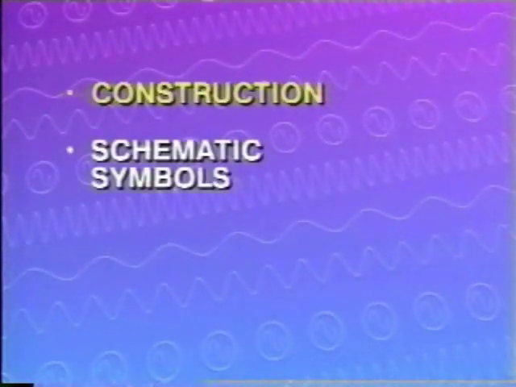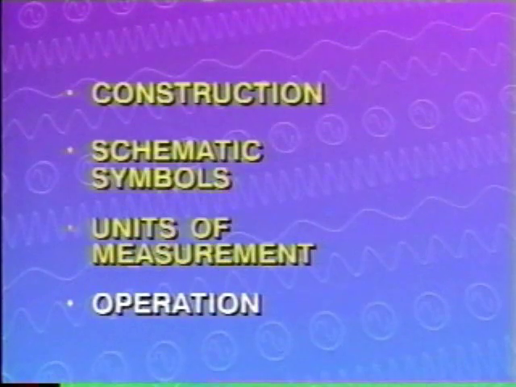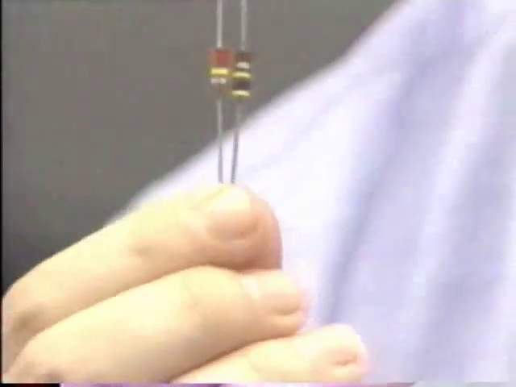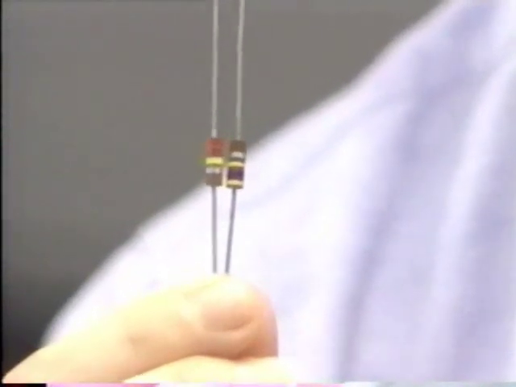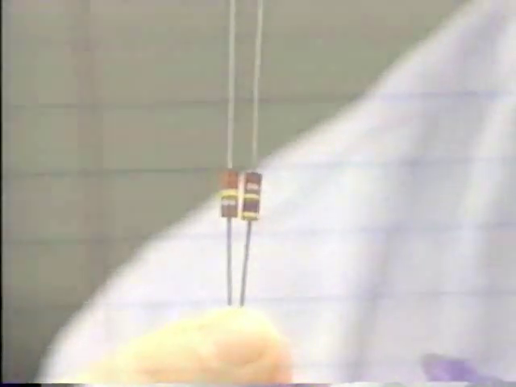The basic construction of each device will be investigated, along with their schematic symbols and units of measurement. You'll be introduced to the basic principles behind their operation. Let's get started. You've already seen that resistors serve the same basic purpose in AC circuits that they do in DC circuits and are used just as frequently.